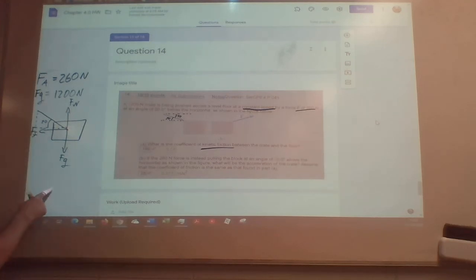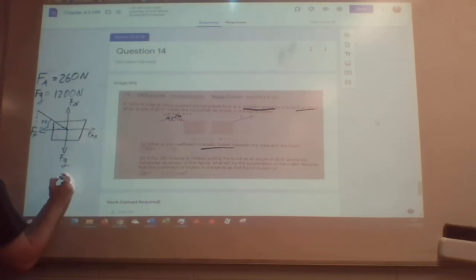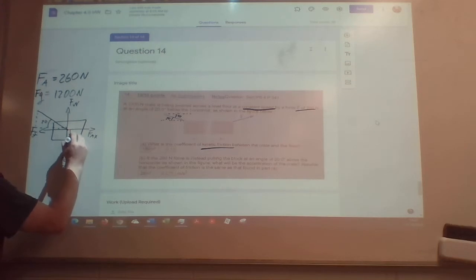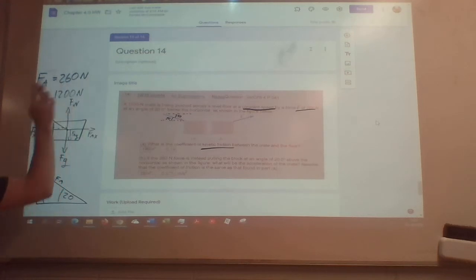So in this component, we're going to have FAX, and then we're going to have an additional downward force of FAY. So let's do our triangle. Okay, we know this is 20 degrees. We need to determine the vertical and horizontal legs. We know that this is FA, and we know FA is 260.